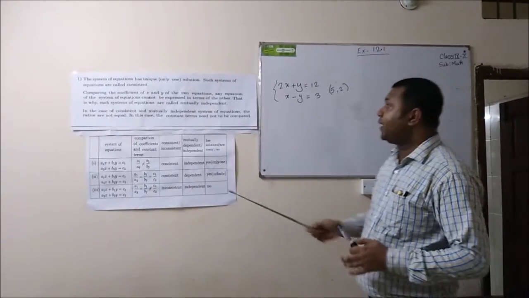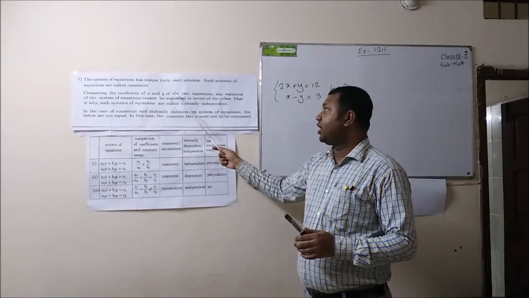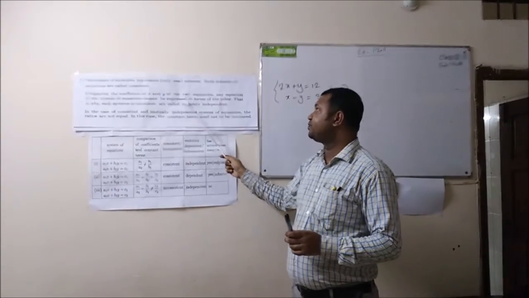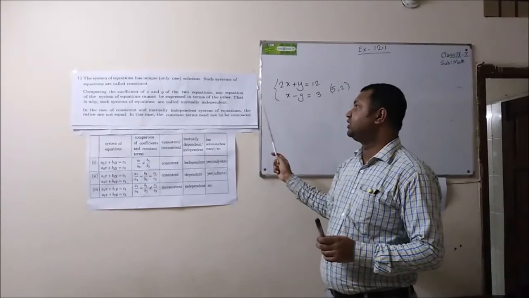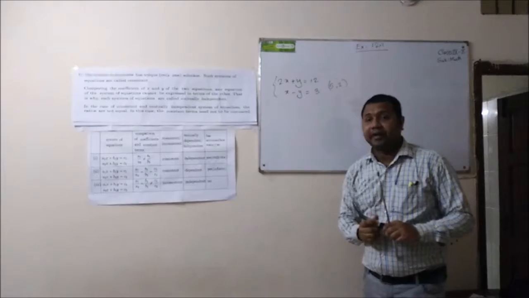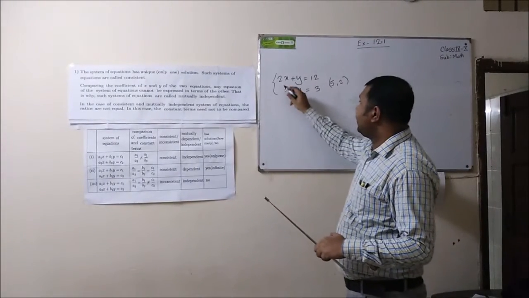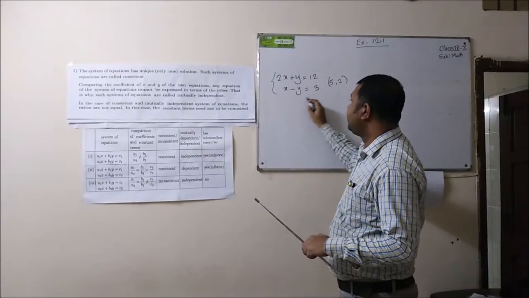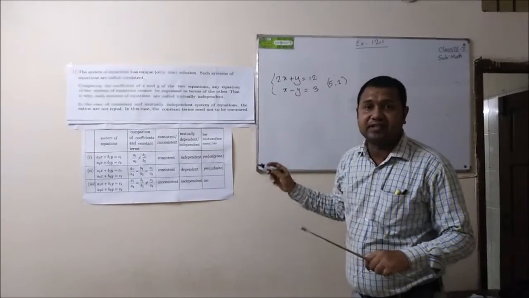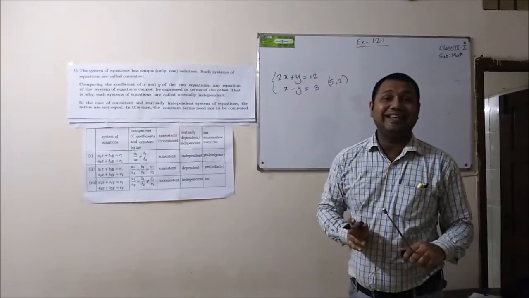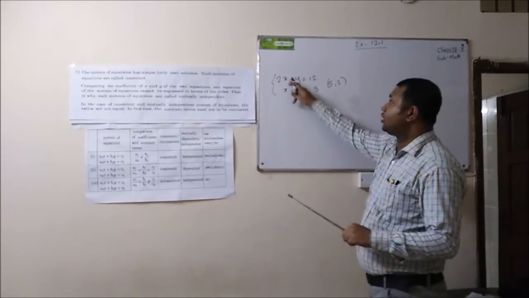Comparing the coefficients of x and y of the two equations, none of the equations of the system can be expressed in terms of the others. That is why such systems of equations are called mutually independent. If we multiply this equation by any number, we will not be able to express the other one. So for this type of equation, these are called mutually independent. Independent means they are not dependent.